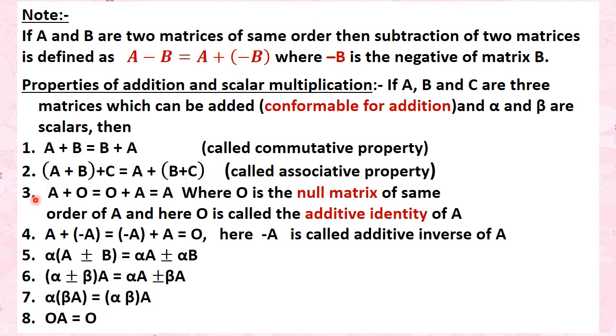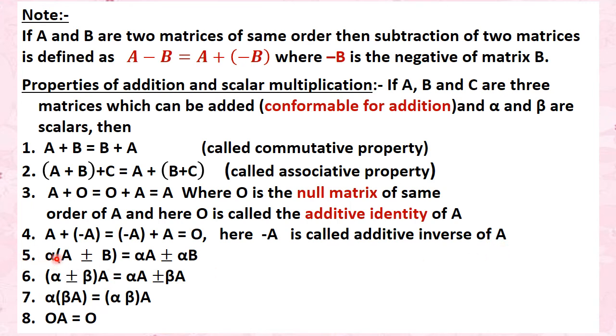Now the third one, matrix A plus O, where O is the null matrix of the same order as A. Then A plus O is equal to O plus A, which is equal to A itself. Here O is called the additive identity of A. And A plus negative A is equal to negative A plus A. That is, the commutative property is also satisfied here, and the resulting matrix will be the null matrix. Here minus A is called the additive inverse of A.